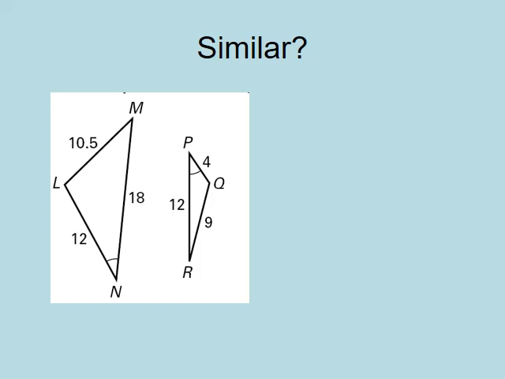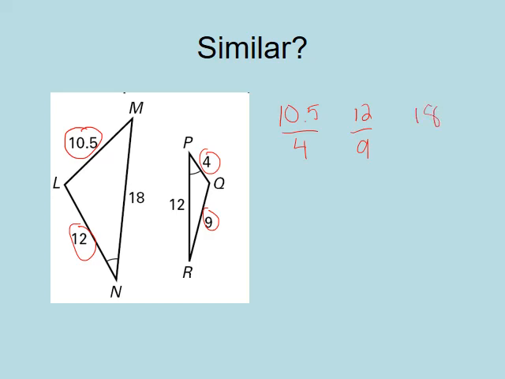I'm going to start off with the shortest side. The shortest side in the first figure will be 10.5, and in the second, 4. So I'm going to write that as a ratio, 10.5 over 4. That would be my first ratio. The second ratio would be 12 over 9, because those are the second biggest sides of the two triangles.